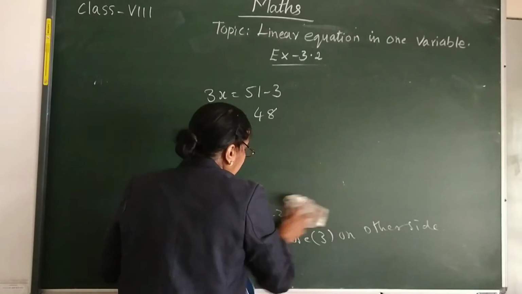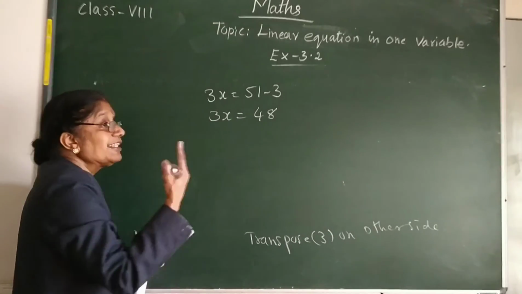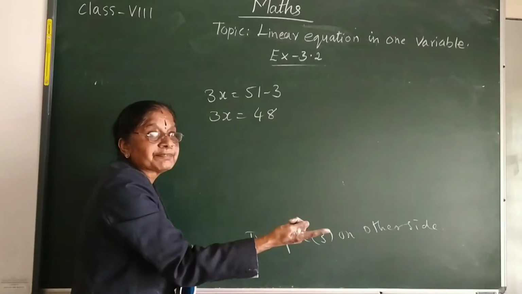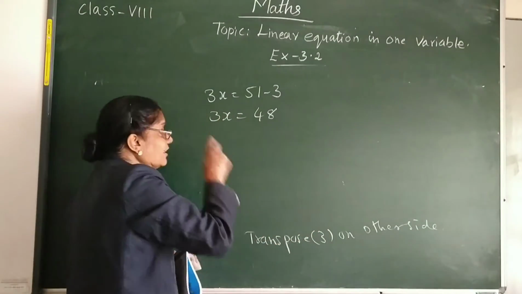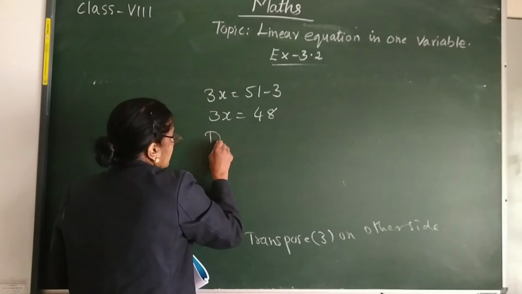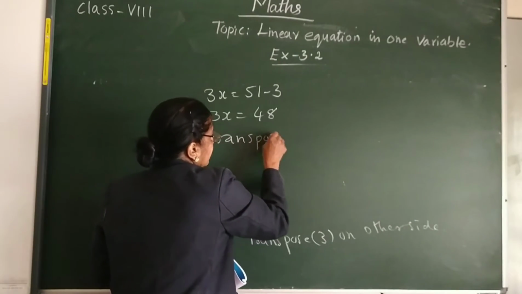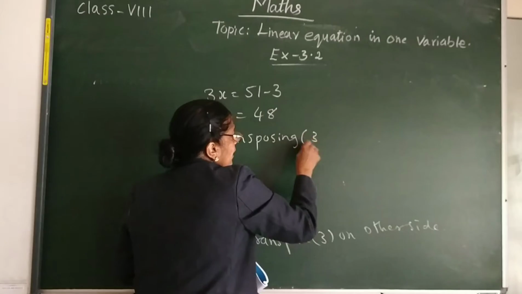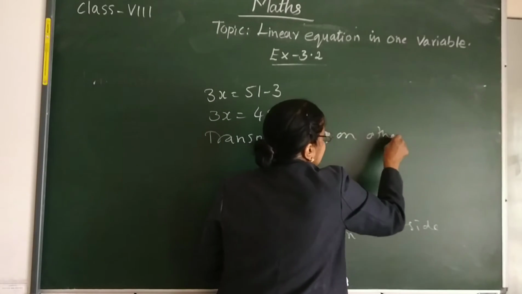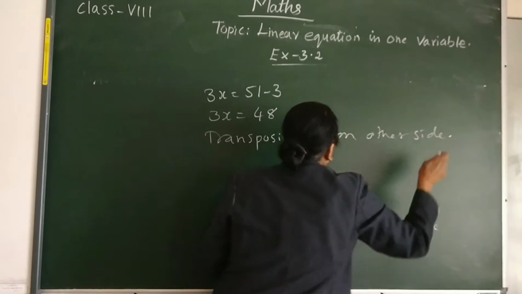What will we do here? Now which number will we transpose? What is the coefficient of x that we are going to transpose? What is the coefficient of x? 3 is the coefficient of x. So, transposing 3 to the other side. What will we get if we transpose 3 to the other side?